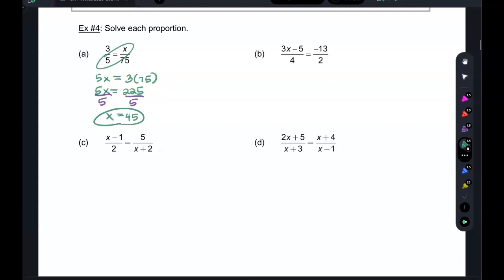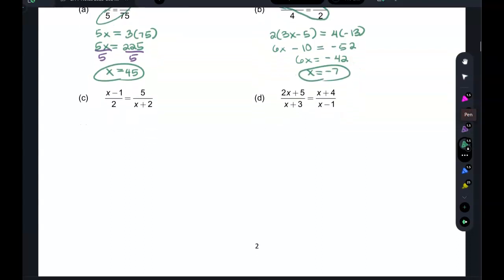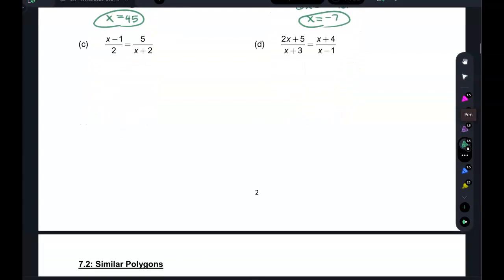All right, same thing over here. Again, it doesn't matter which sides you multiply first. So 2 times 3x minus 5 equals 4 times negative 13. So don't forget to distribute here. 6x minus 10 equals negative 52. We're going to add 10, so that gives us negative 42. Divide both sides by 6, and we get negative 7. If you want to pause it and try the next one on your own, that's not a bad idea.